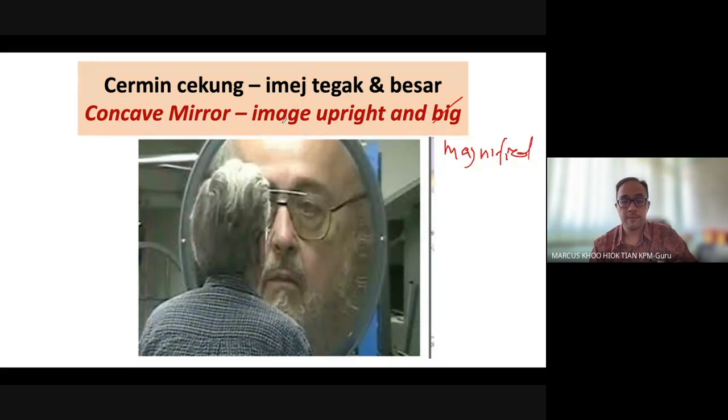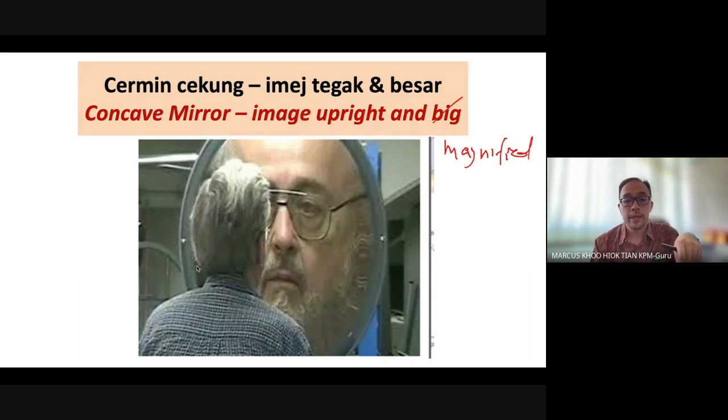Okay, because we're using the wrist rim, we want to remember the voom voom. So M is for magnified. We will talk about this in a little while. I just want to show you the concave mirror. If you go very near to the concave mirror, actually your image will be upright and big.